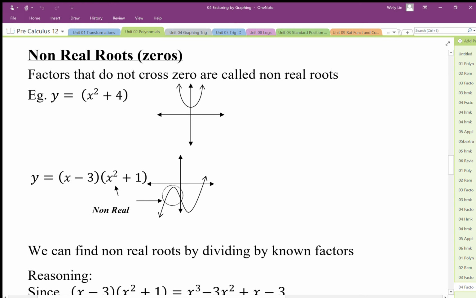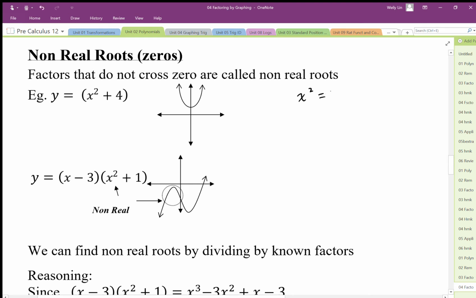What happens when these two arms don't cross the x-axis? Well, we have an example here, y equals x squared plus 4. This has a vertex at 4 and it opens up, so it does not cross the x-axis. So it doesn't actually give us any real solutions. And why is that? If we try to solve this, we end up with solutions that are what we call imaginary numbers.